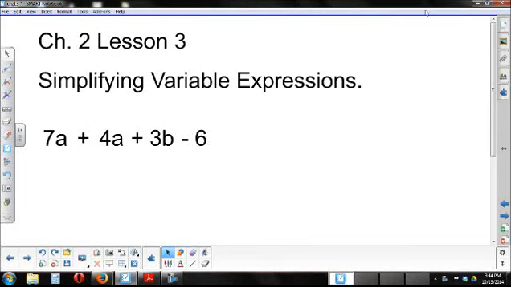Mr. G here, and this is Pre-Algebra, Chapter 2, Lesson 3, Simplifying Variable Expressions. So we have a variable expression here. It is 7a plus 4a plus 3b minus 6. And we're going to use some of the number properties that we've learned to simplify this expression.